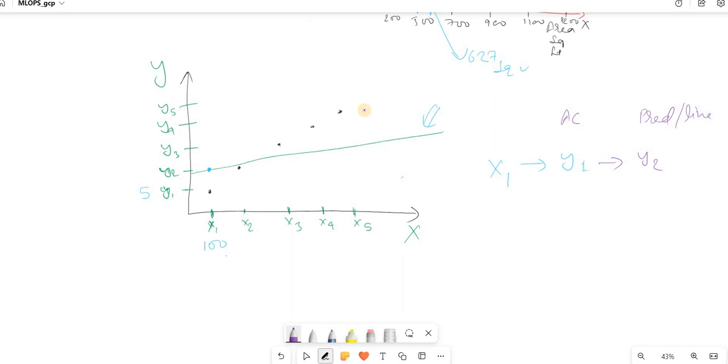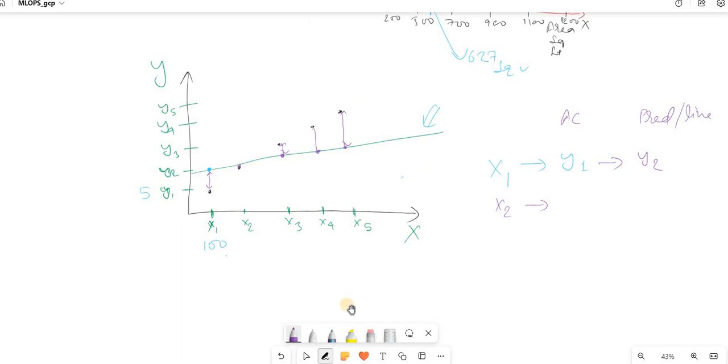The same way we will check every value. For x2, if this is the y2, there is some difference, some values are different. For x3 this is the actual value, but my line is saying this one. For x4 this is the actual value, but my line is saying this. For x5 this is the actual value, but this is the line's. So how would we get that? We will calculate the difference and then we will have an idea.